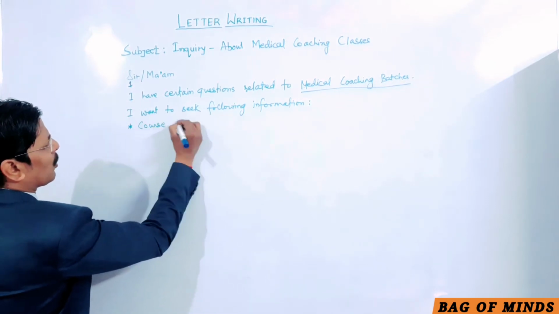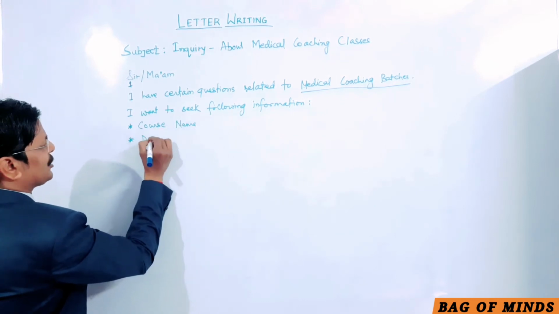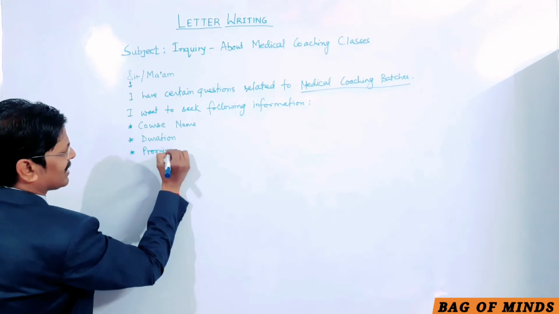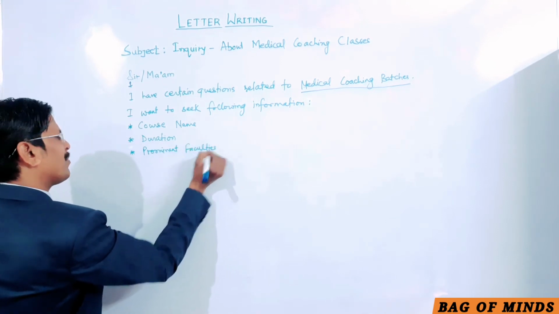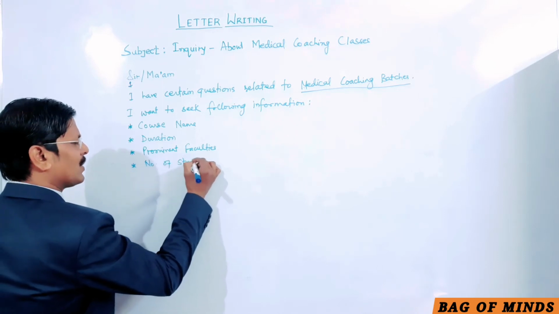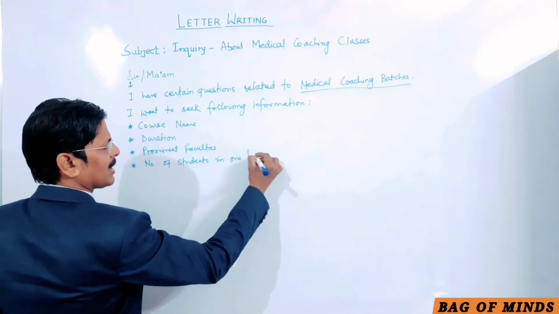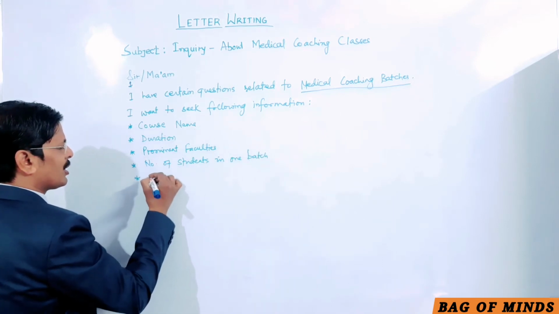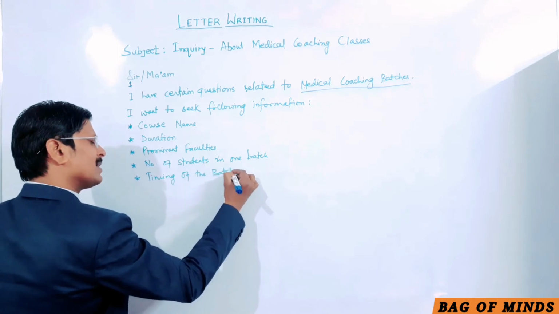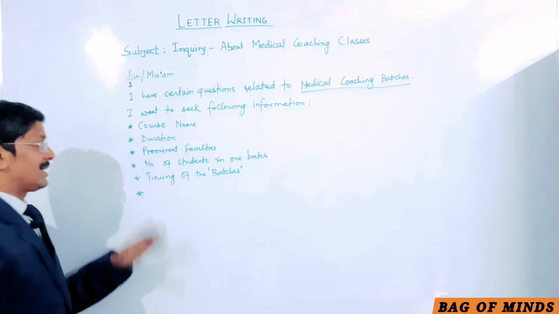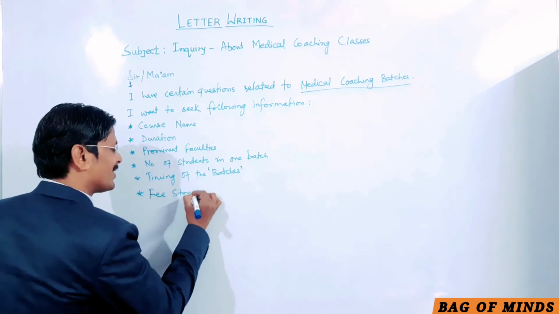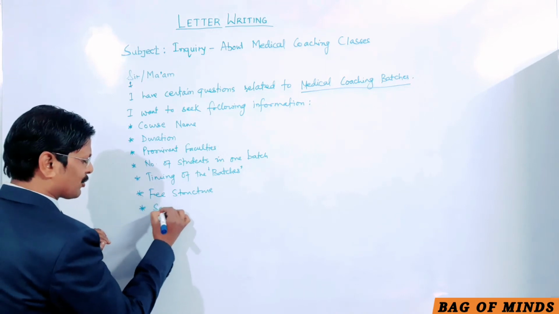Now, you can use bullet points in order to ensure that your information is specific. First, course name. Second, duration. Third, you can seek for prominent faculties. Be very particular about it. Minimum 4 information you have to seek. Okay, then you can ask for number of students in one batch. After that, you can inquire about timing of the batches. Next, you can see minimum 4. The more you want, you can go for it. Most important thing, remember fee structure. You can ask about scholarship option as well.